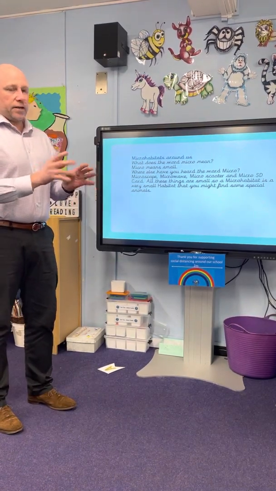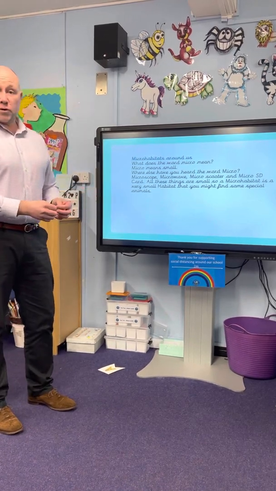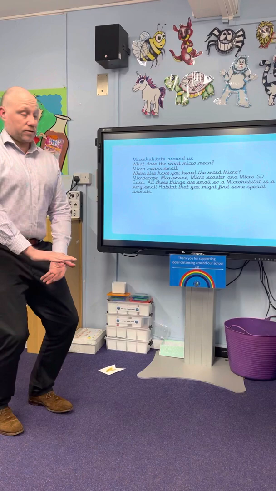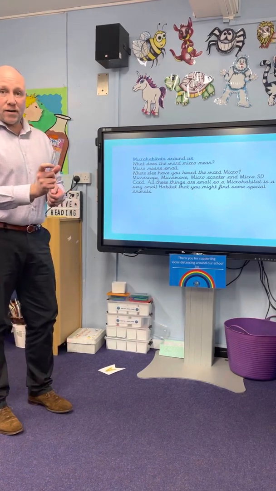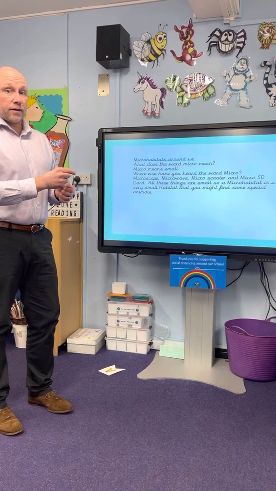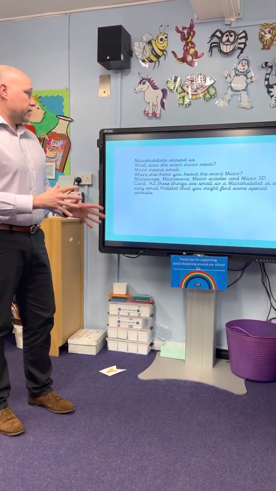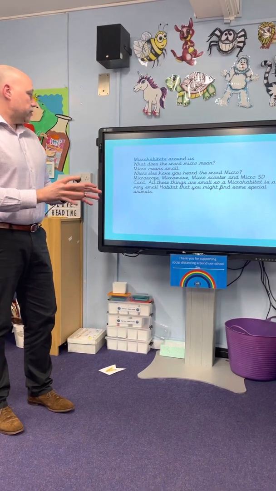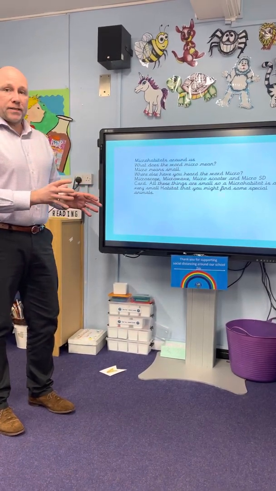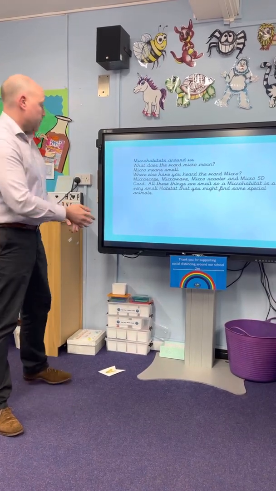Microwave, which is a little bit more technical, but it's very small waves making things hot. Micro scooter, because it's not a big scooter, it's a little scooter. And a micro SD card, something you might put in a phone or an old-fashioned camera to take photographs on and use as memory, but it means it's very small. All of these things are really tiny, so as you'd expect, a micro habitat is a very small habitat where you might find some very special animals.